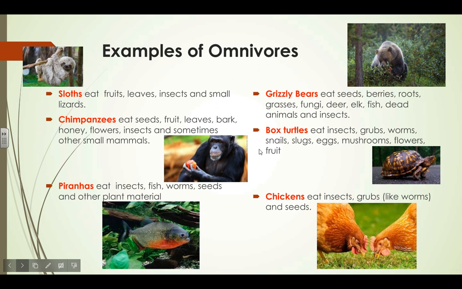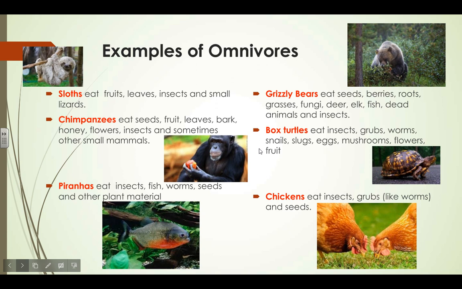Okay? Then we have chimpanzees. And chimpanzees eat also everything. Seeds, fruit, leaves, bark, honey, flowers, but they also eat insects, and they sometimes eat other small mammals. Now, this one was interesting for me because I thought piranhas only ate meat, so I learned something when I did this. So they actually eat insects, fish, worms, and they eat seeds and other plants. So they also eat whatever they can get in their habitat, which is very interesting. I thought they only eat meat.